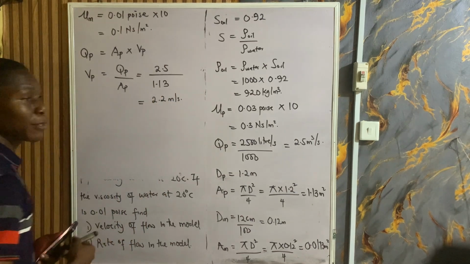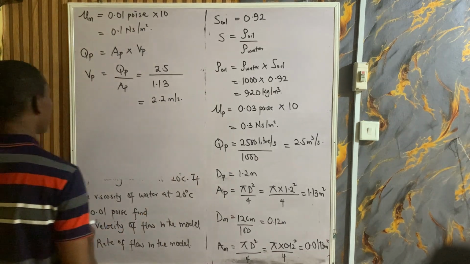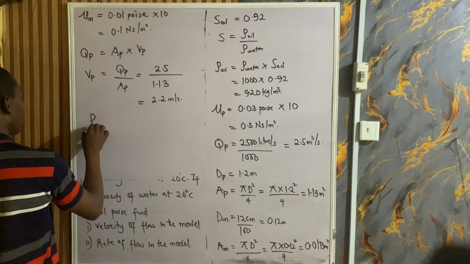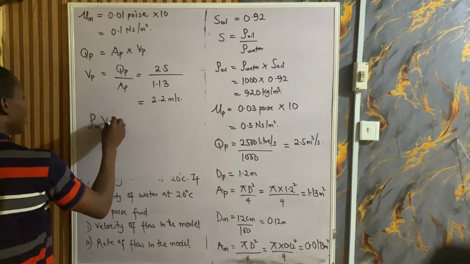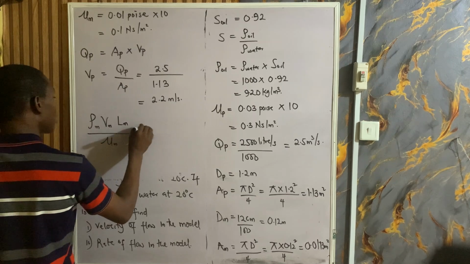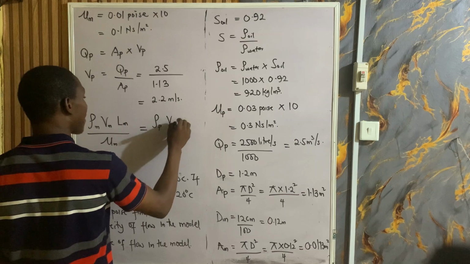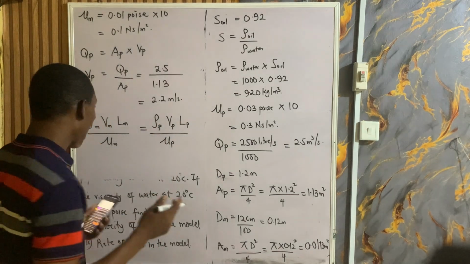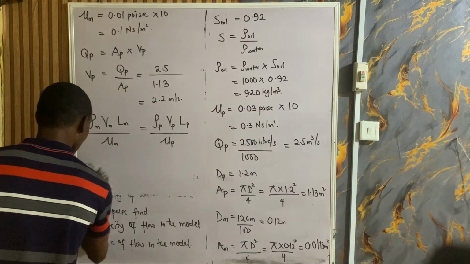So we are using Reynolds number here, flow in pipes actually. This is one of the phenomena where we can use Reynolds number. So we have it that density of model, velocity of model, and length of model over viscosity of model should be equal to density of prototype, velocity of prototype, length of prototype over viscosity of prototype. Well, we don't have length here. Okay, but let's proceed. I will come back to say what I want to say.